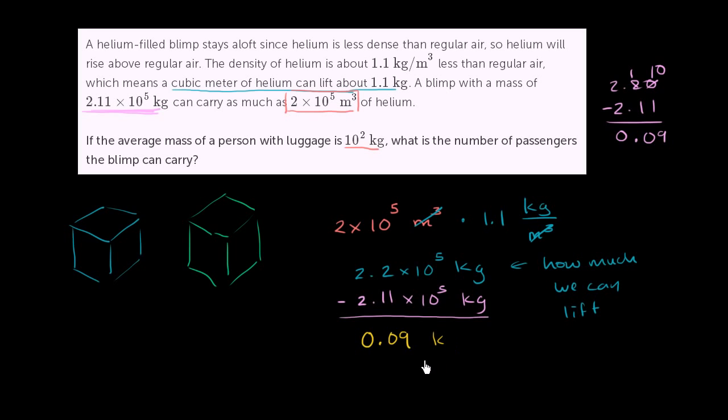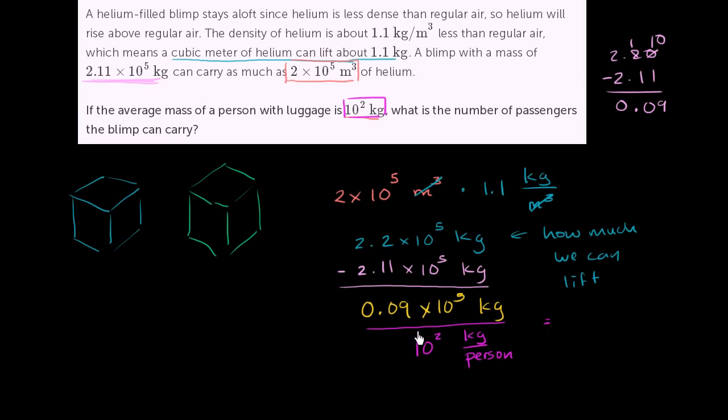Oh, actually, let me be careful. 0.09 times 10 to the 5th kilograms that we can lift after netting out the mass of the blimp. This is what we can use to lift the people and their luggage with. So they tell us that each person plus that person's luggage is 10 to the 2nd kilograms. So let's divide this by 10 to the 2nd. And I guess we could say kilograms per person. Kilograms per person. And then what do we end up with?